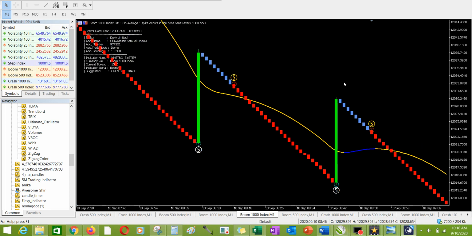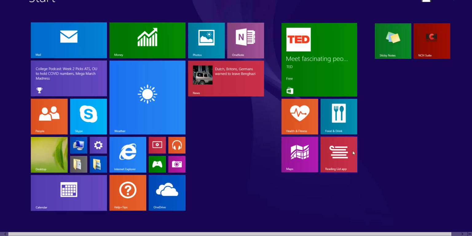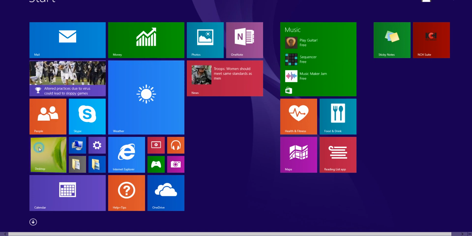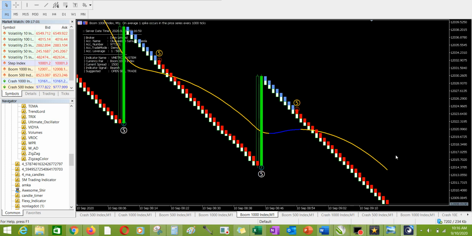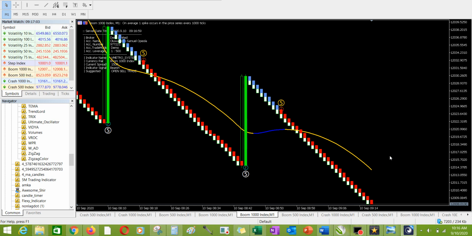But this time around it spiked up and it turned from yellow to blue. Sorry about that. It's turned from yellow to blue, and you can see it trying to break out again, got broken, and you can still see that it is still down. So presently, from what I can see from the analysis on the market right now, the signal indicator is letting us know that Boom 1000 is on downtrend at the moment.